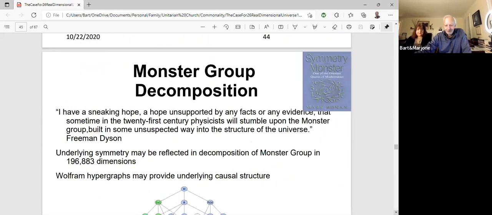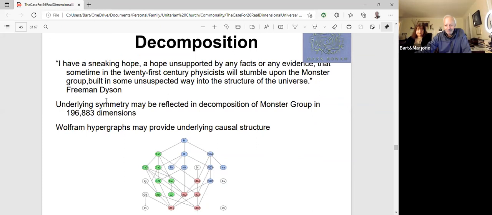So you end up with this incredible physicist, Freeman Dyson, who passed on just a few years ago, who said, "I have a sneaking hope, a hope unsupported by any facts or any evidence, that sometime in the 21st century, physicists will stumble upon the monster group built into some unsuspected way into the structure of the universe. If I had to take a guess, it would be built into the cosmological structure. That is the structure of galaxies and clusters of galaxies that are out there and what's going on."